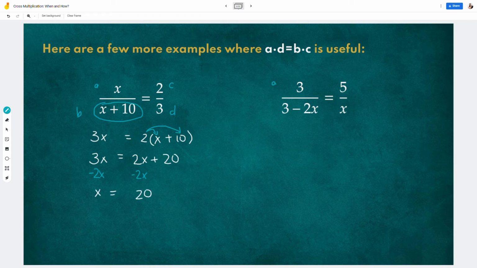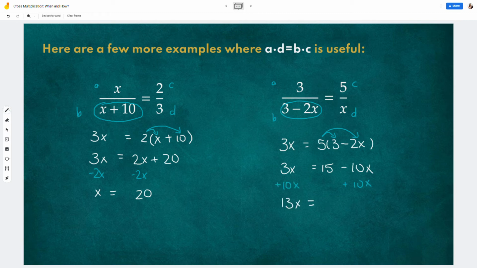Same thing for the next equation. B is equal to all of 3 subtract 2x. So a times d is the same as 3 times x, and b times c is the same as 5 times all of 3 minus 2x. Remember to distribute. To get all the x's on the same side of the equation, I'm going to add 10x to both sides of the equal sign. And to undo the times 13, I'm going to divide 13 from both sides.